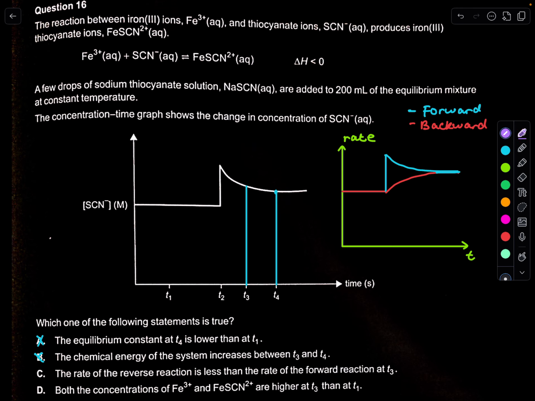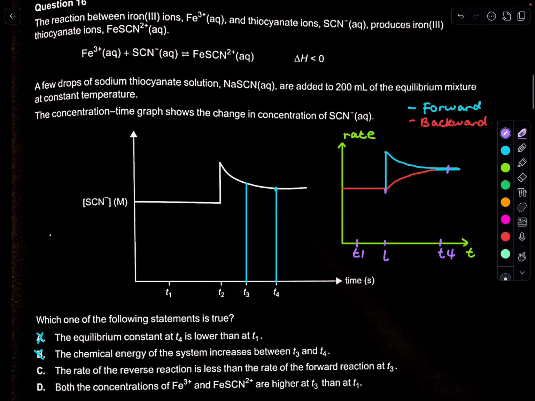Okay, so what we said was, T1's here, by the way. It's at equilibrium, and this is here at T4, because that's where equilibrium re-establishes. T2 is the change, so it's here. So T3 must be in between here. So we're looking at T3.